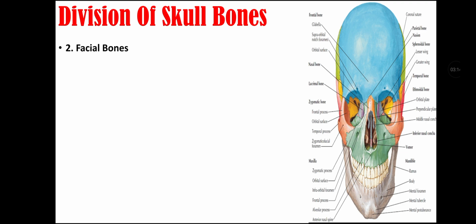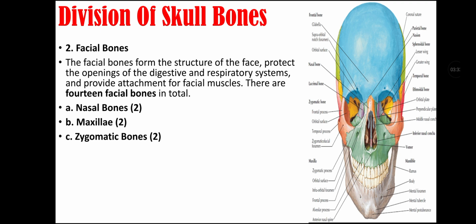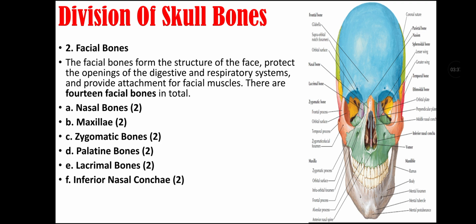Now let's talk about facial bones. Facial bones form the structure of face. They protect the opening of digestive and respiratory systems and also provide attachment for facial muscles. There are 14 facial bones in total that include 2 nasal bones, 2 maxillary bones, 2 zygomatic bones, 2 palatine bones, 2 lacrimal bones, 2 inferior nasal conchae, 1 vomer and 1 mandible.